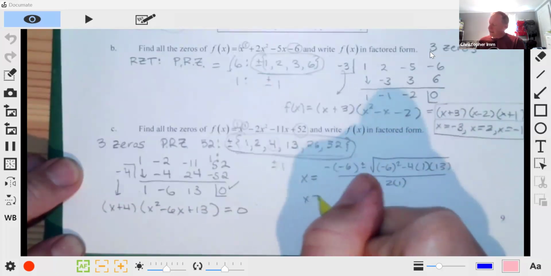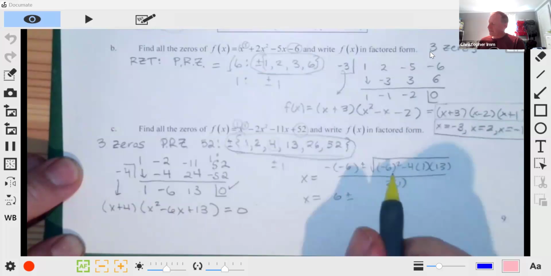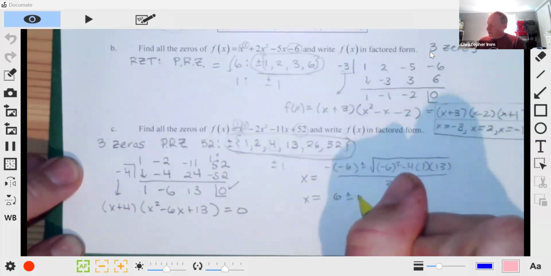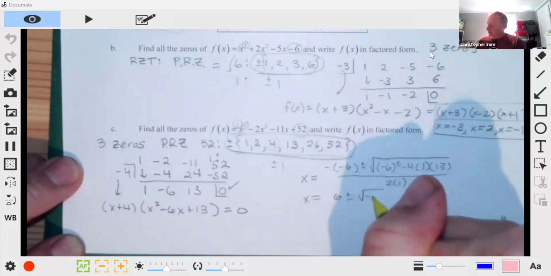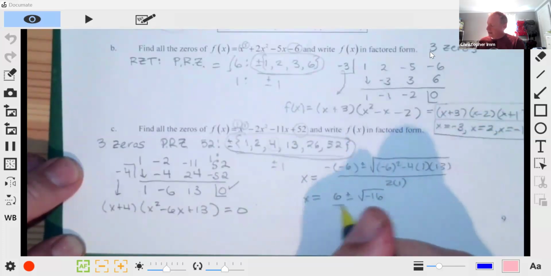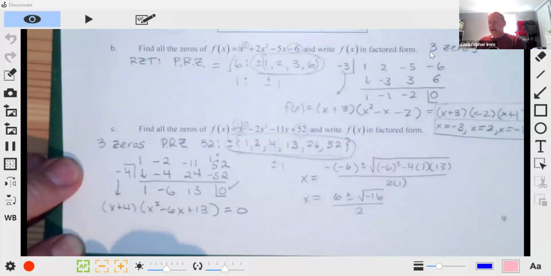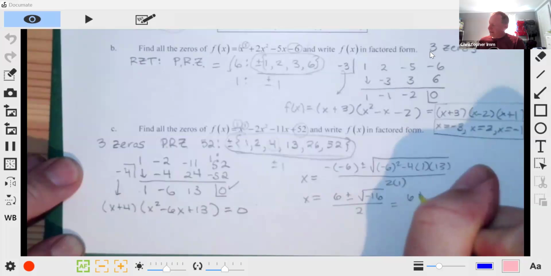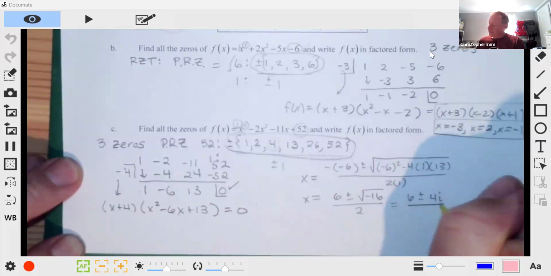That will give me 6 plus or minus. So I have 36 minus my 52. 36 minus 52 is negative 16 all over 2. I have the square root of a negative, that's i, that we can pull out. And the square root of 16 is 4. So this is going to be 6 plus or minus 4i over 2.